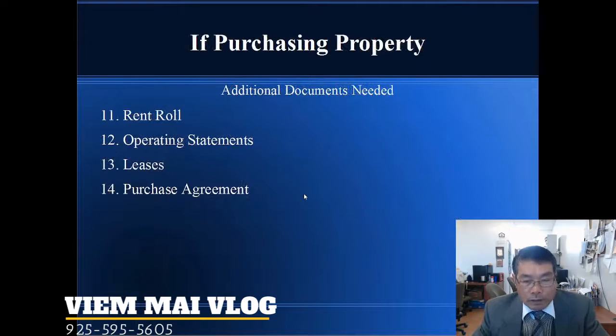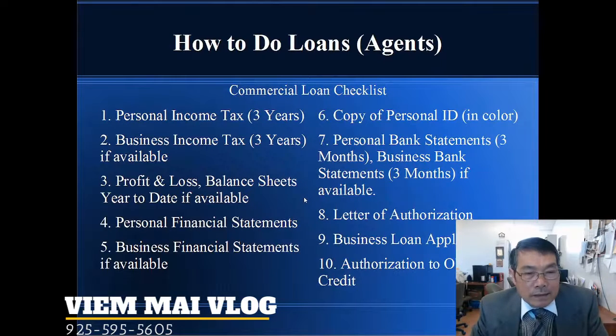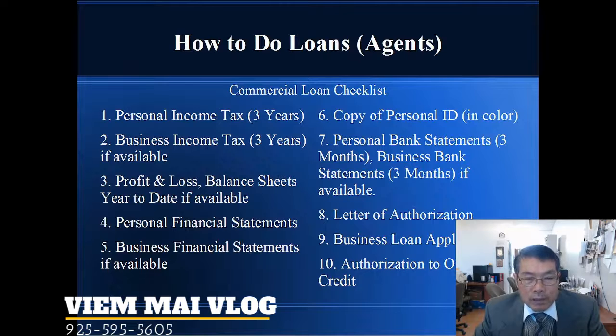We need their profit and loss. We need the profit and loss and balance sheet year to date. If available, that means the profit and loss at least 2 years if they already have a business. If they don't, we don't need that. If they have the business already, we need the profit and loss and balance sheets about 2 years, at least 1 year or 2 years to start a loan, if available.